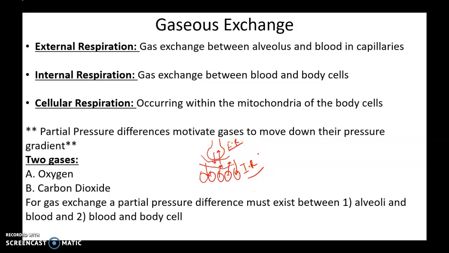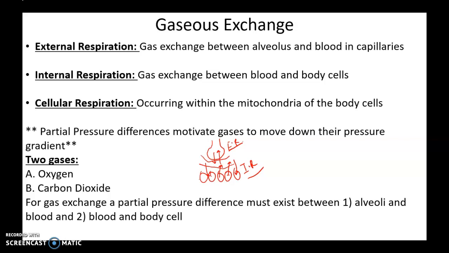So remember, the exchange of respiratory gases between alveolus and blood capillary is external respiration, and the exchange between blood capillary and the body cells is called internal respiration. This, my dear students, is very, very different from cellular respiration. Cellular respiration, remember, is a process that takes place within the cells.